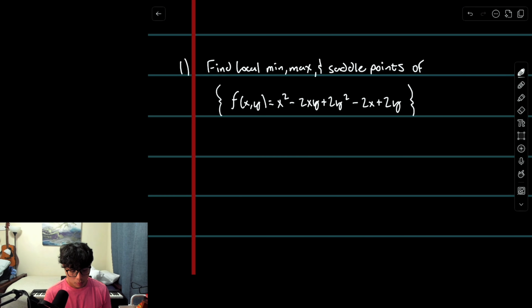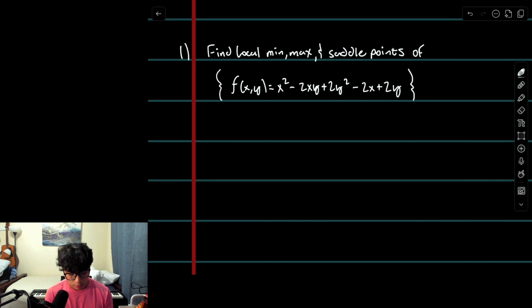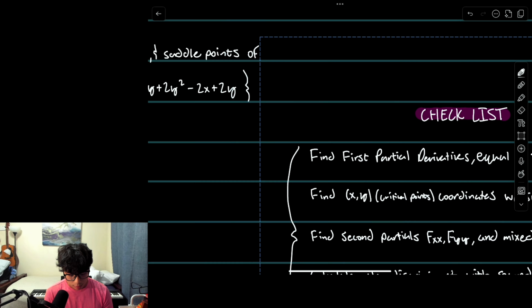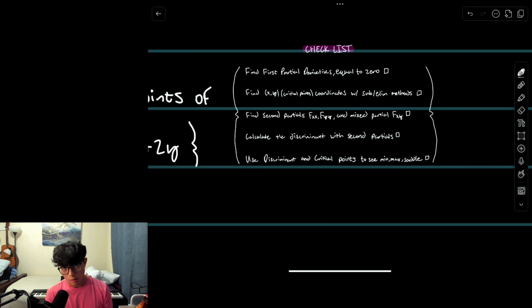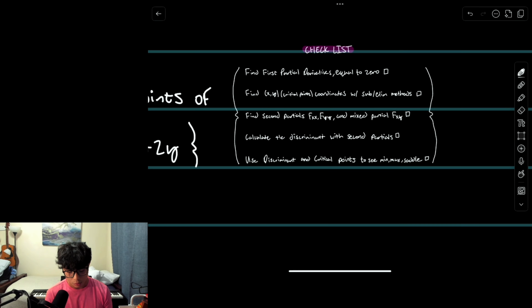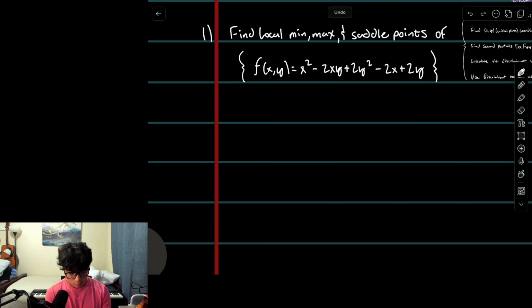Now for our first problem, we are asked to find the local minimum, maximum, and saddle points of the equation f(x, y) = x² − 2xy + 2y² − 2x + 2y. Now I'll just summon our checklist over here, and I won't make it too big. But according to our checklist, our first step is to find the first partial derivatives and then set them equal to 0. So let's do just that.